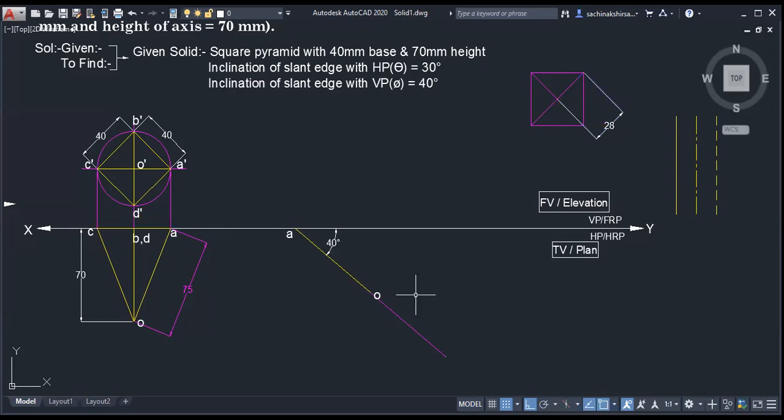So from point A, mark an arc of 56, and from point O, 75. It will be 75. OC, whether it will be 75 distance? Yes, sir. It will be 75. So mark it.